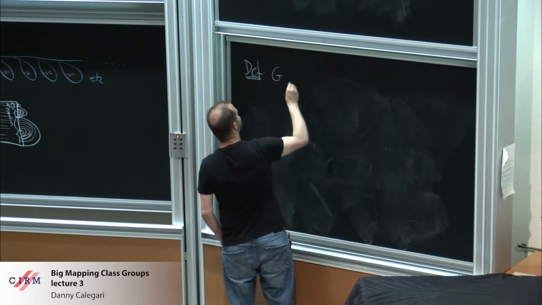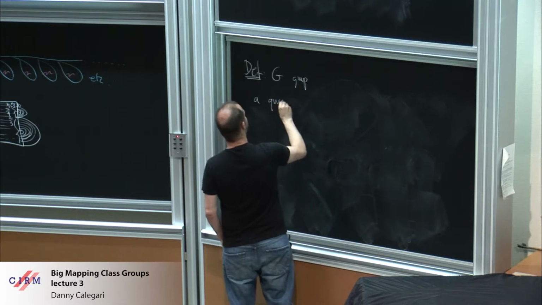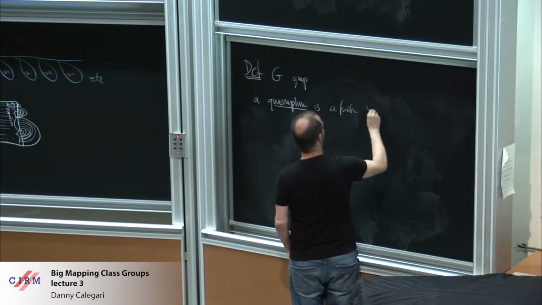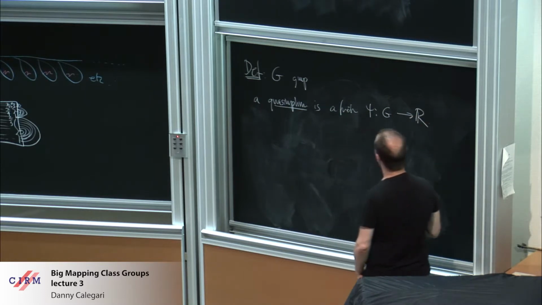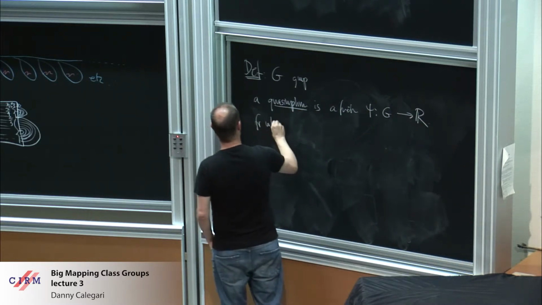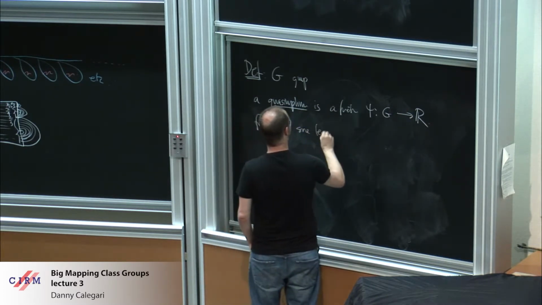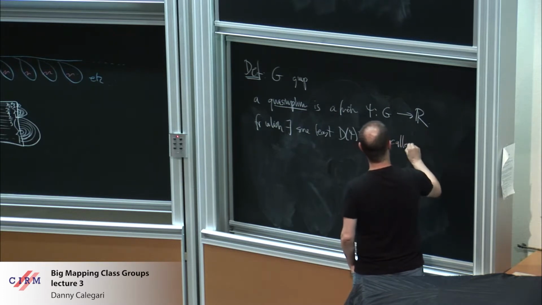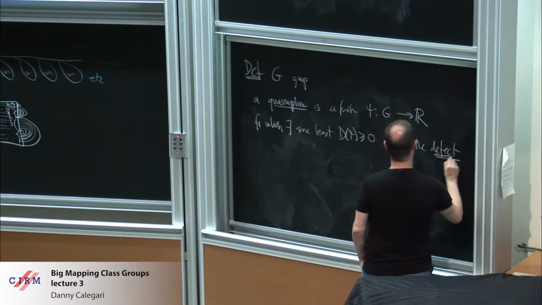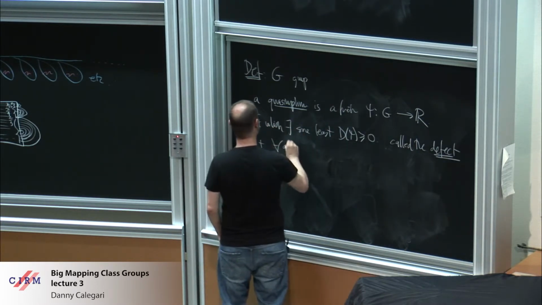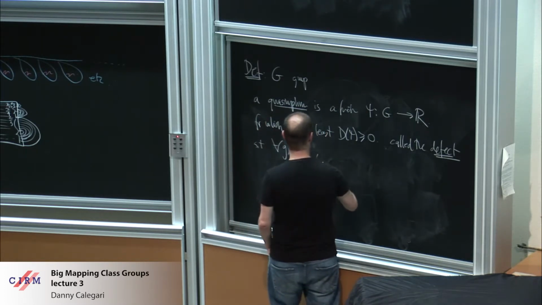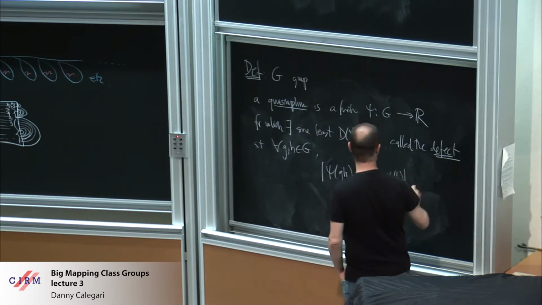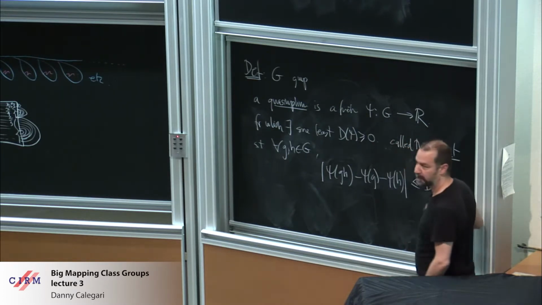So if G is a group, a quasimorphism is just a function psi from G to the real numbers for which there exists some least non-negative real number called the defect, so that for any two elements G and H in the group, the value of psi on G times H differs from the value on G plus the value on H by a bounded amount where the bound does not depend on G and H.